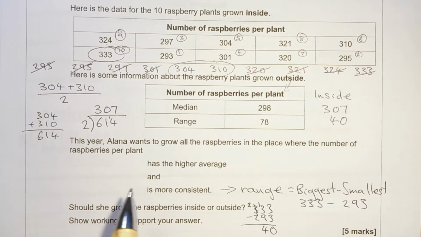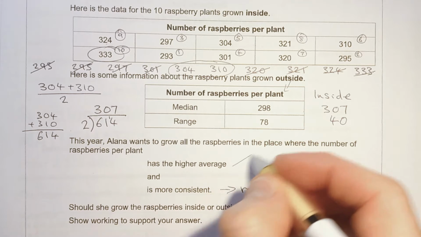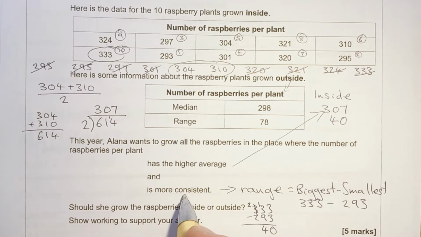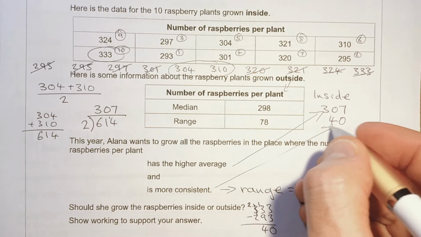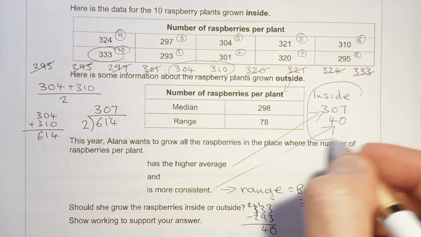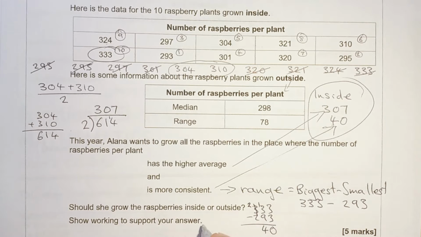Now she wants to grow the raspberries where it's got the highest average. Well, the highest average is this one. And is more consistent. And we said that means the smallest range, which is that one. So both of them are suggesting inside.